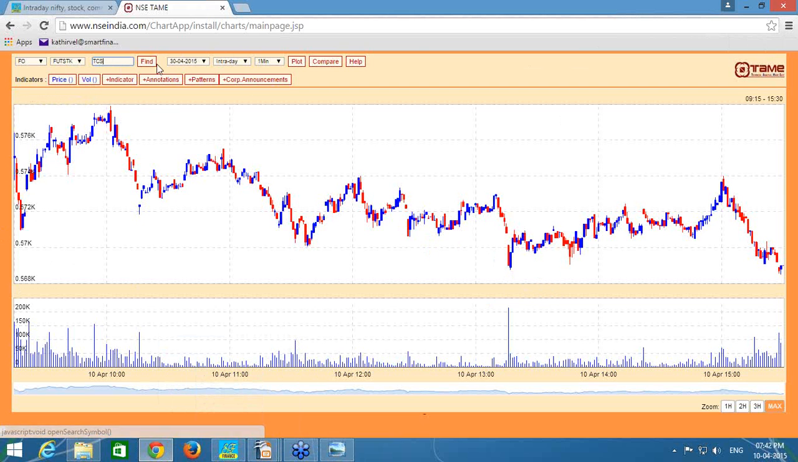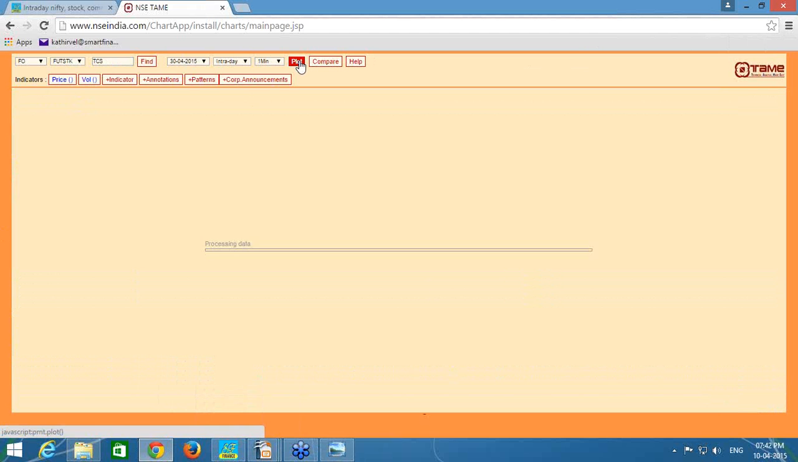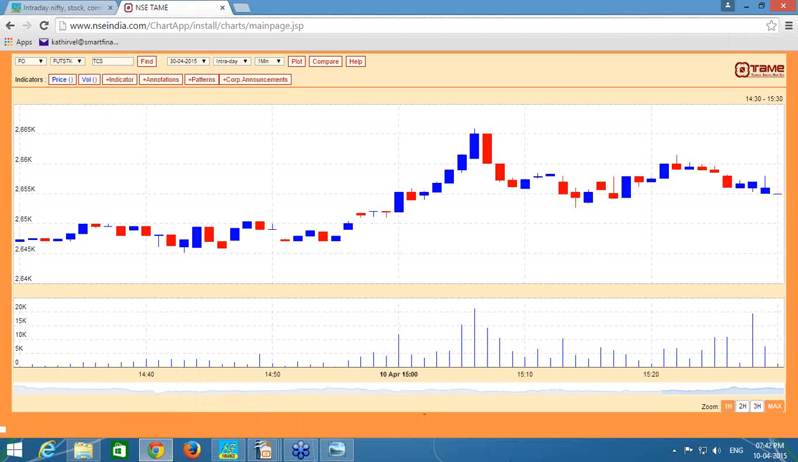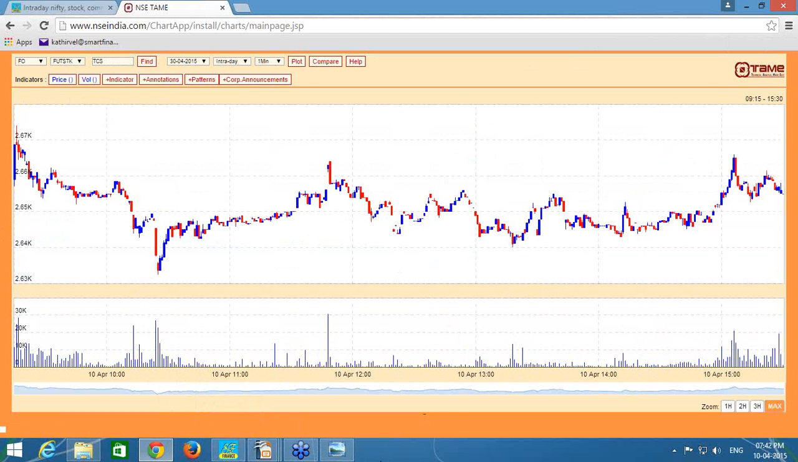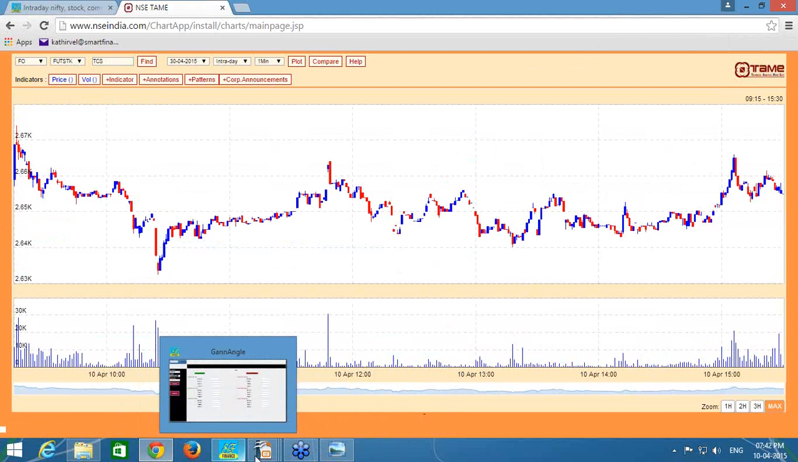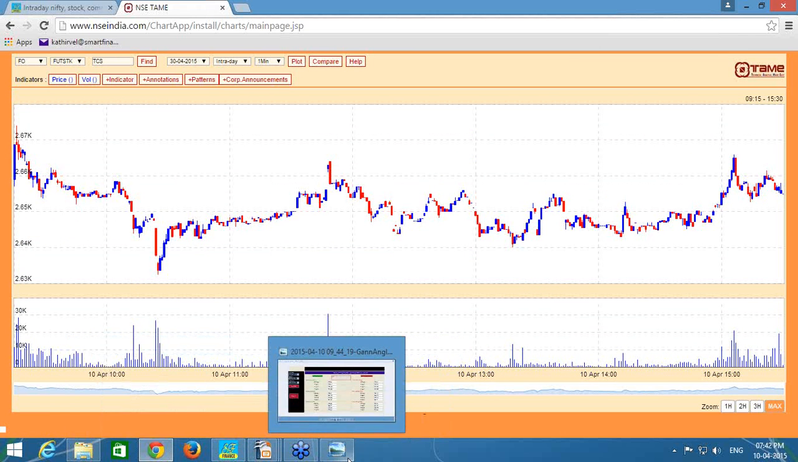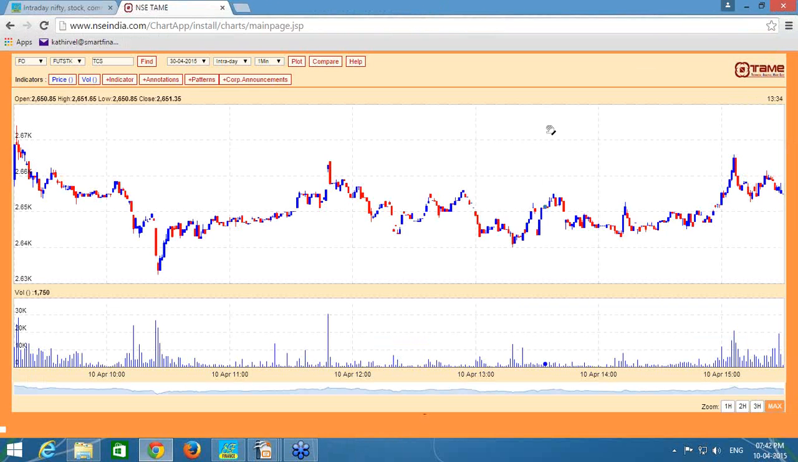TCS also. So here one thing I just wish to convey to you. You enter a trade based on identifying a cycle breakout. So here is a fantastic example for TCS also. I'll show you that also.